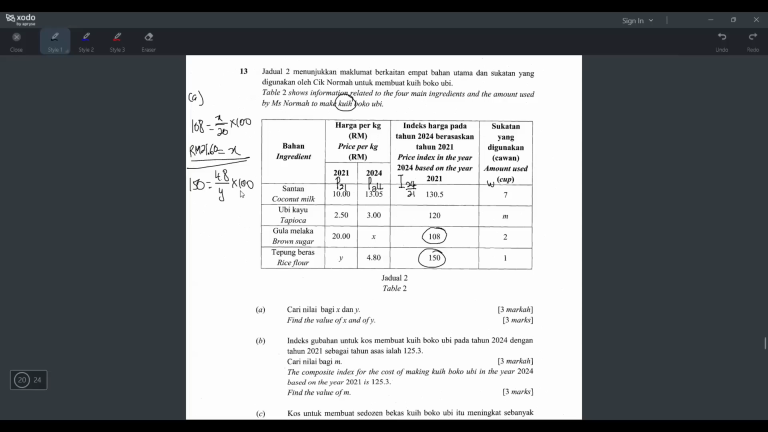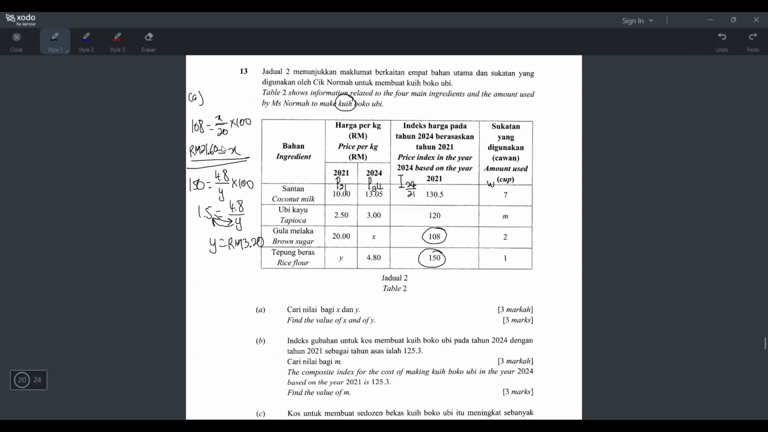Okay, if you want to find Y, you will move the 100 first. 150 divided by 100 is 1.5 equals to 4.8 divided by Y. And if you want to find Y, you move the Y to the top and it becomes times, and the 1.5 you move to the bottom and it becomes divide. It means that this Y and 1.5 can swap places. So when you swap, it becomes 4.8 divided by 1.5. So you just press 4.8 divided by 1.5. So you will get 3.2. And make sure you write RM also, because this one is price. Okay, so part A is done, 3 marks.